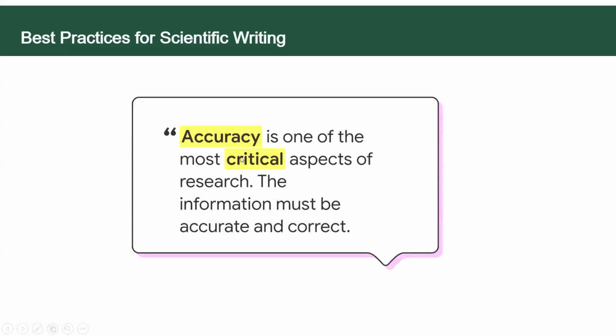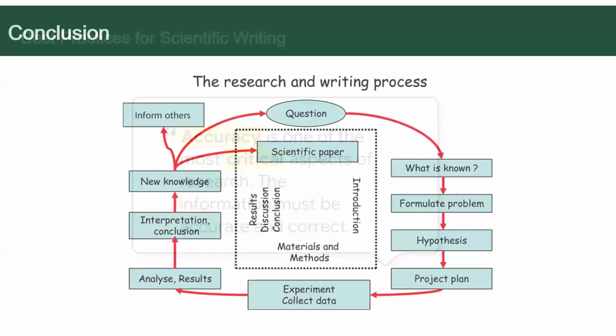So these are the best practices for different purposes. Accuracy is one of the most critical aspects of research. The information you are providing must be accurate and correct. This is the last take home message: accuracy. For research purposes, you must be familiar with this. Your main purpose in conducting research should be accuracy. If you keep this in mind, you will do good research.